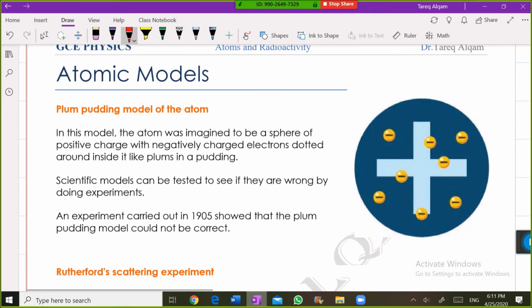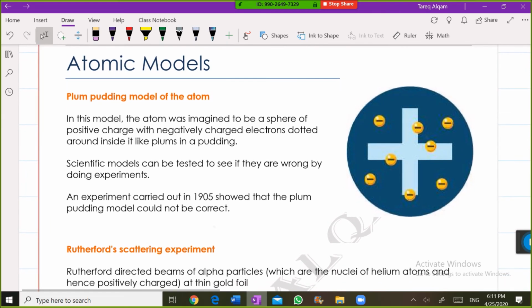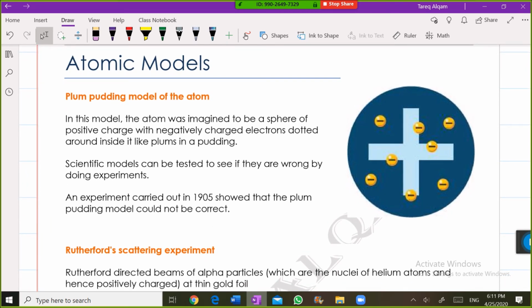Let's talk about the atomic model. Before our well-structured atomic model, at that time we had several models for the atoms, because you know that atoms cannot be seen by our eyes. At that time the scientists started thinking about models that can be used to study the atomic structure. One of these models was called the plum pudding model of the atom.